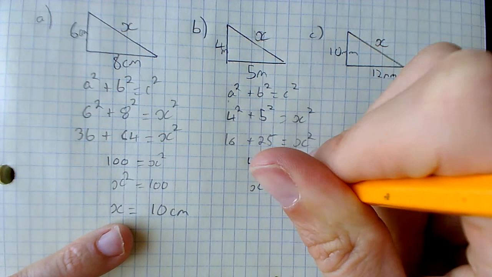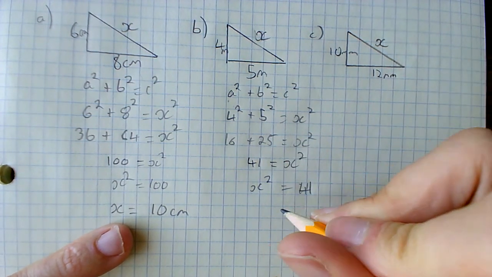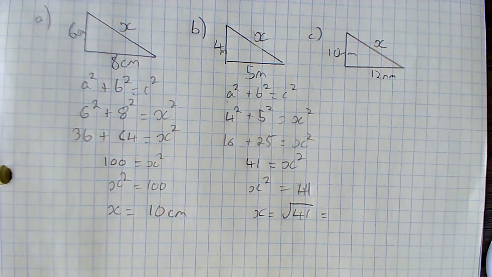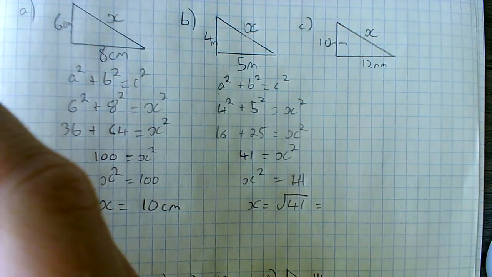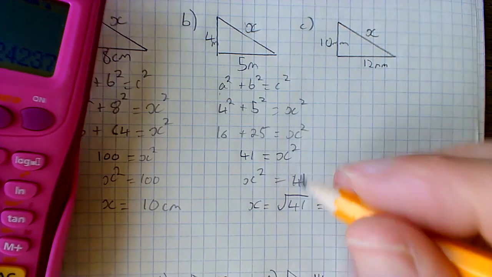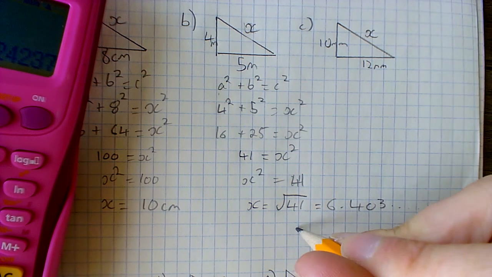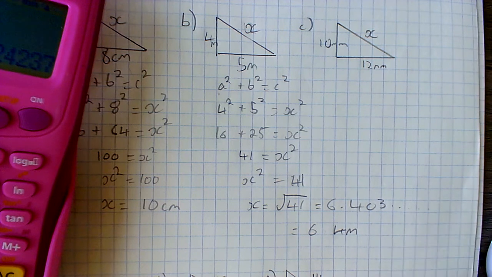So x squared is 41, and now we will have to use the calculator to say that x is going to be the square root of 41, okay? Because we need to undo this squaring to get x by itself and find out what x is. So I'm going to use my calculator here, and I've got 6.403... keep them going, and we'll round that to 6.4, 1 decimal place, meters.